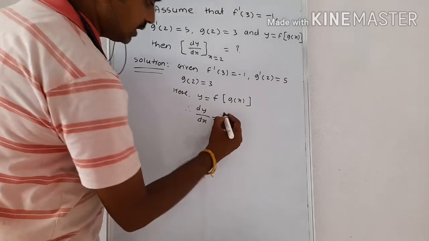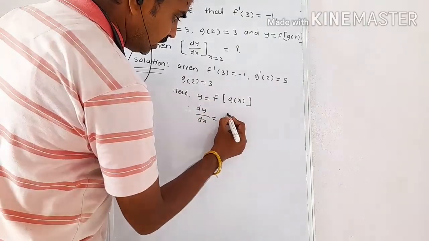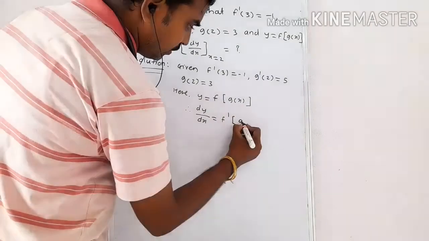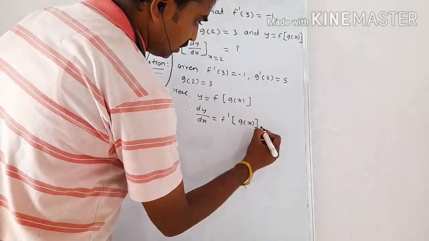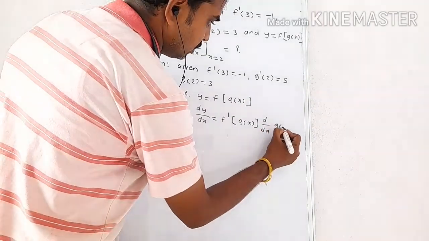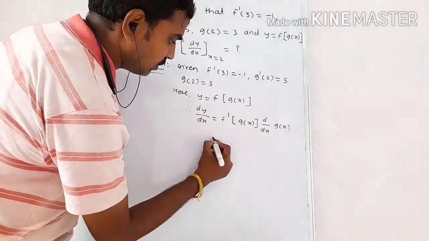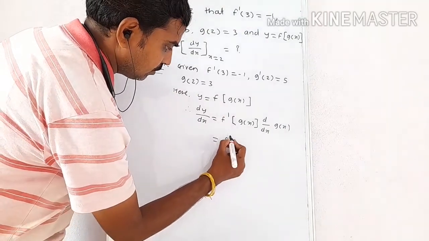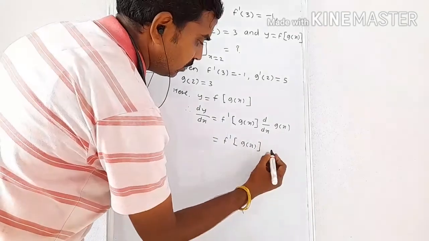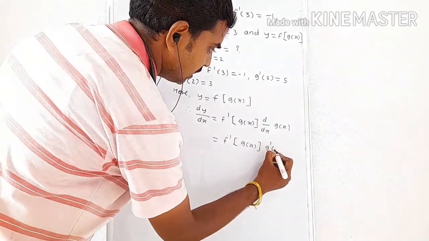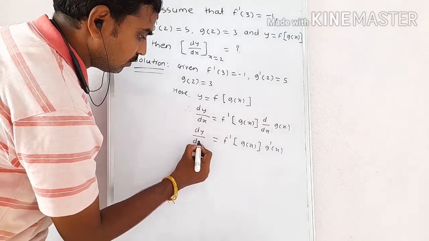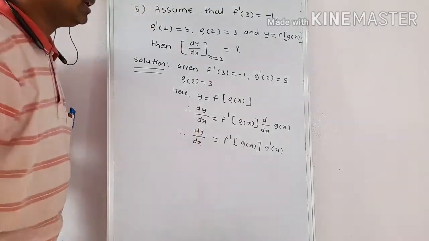We get dy by dx, as we have to first differentiate the f function. The derivative of f is f dash. Therefore, we get f dash of g of x into d by dx of g of x. We have to use the formula for a composite function. Therefore, we get f dash of g of x as it is, the first term. The derivative of g of x is g dash of x. This is the formula for dy by dx.